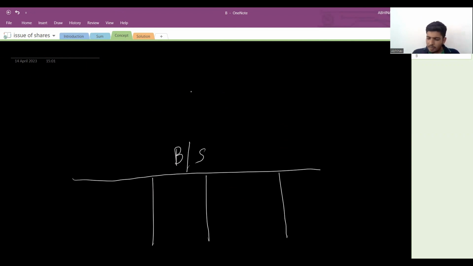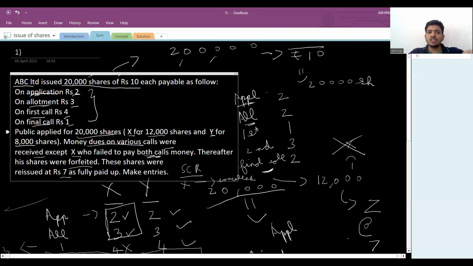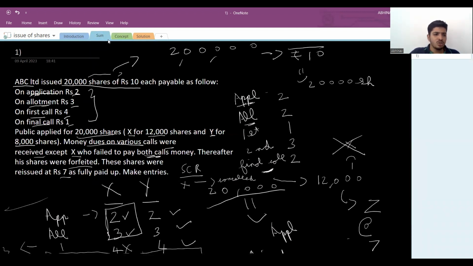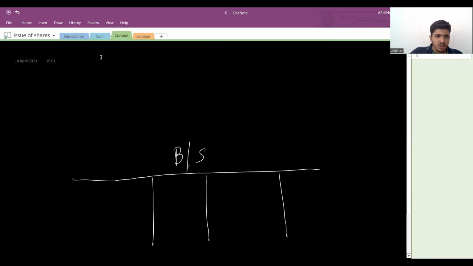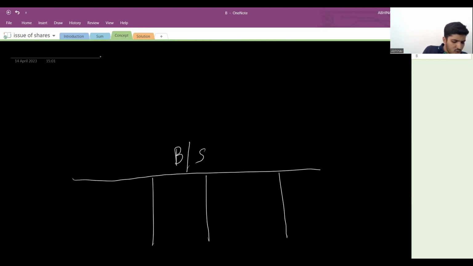So, always keep something in mind. Whenever you solve an issue of shares question, see, in this question itself, there are numerous things you need to keep in mind. So it's always better to write down small points before you start the question, so that you don't need to refer to the question again. Because there are chances that you may miss some point within the question if you don't make short notes. So what do I mean by short notes? Now this is the question that I gave you. So short note means, this is the format you need to always write. Always follow this format while solving any question. Applied.